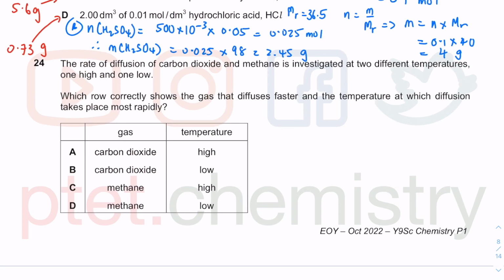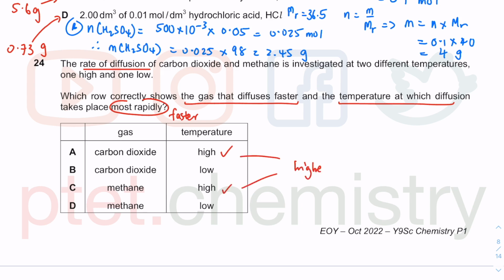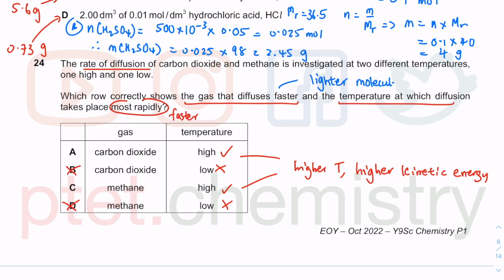Question 24, this is to do with rate of diffusion, and you want the gas that diffuses faster and the temperature at which it's most rapid. So this one is faster. In terms of temperature, it's higher because higher temperature means greater kinetic energy. Your particles would gain more speed and therefore they will be able to diffuse faster. In terms of the gas that will diffuse faster, it will be the lighter molecule, because the lighter you are, the faster you can diffuse. So look for the one with the lower Mr.